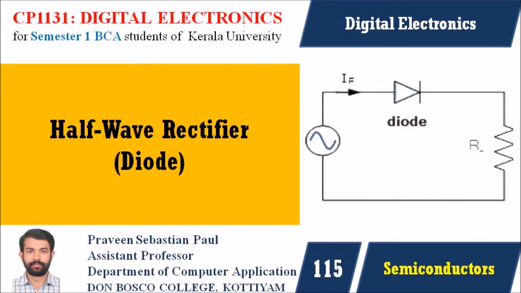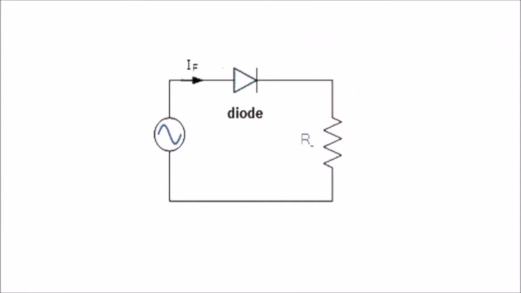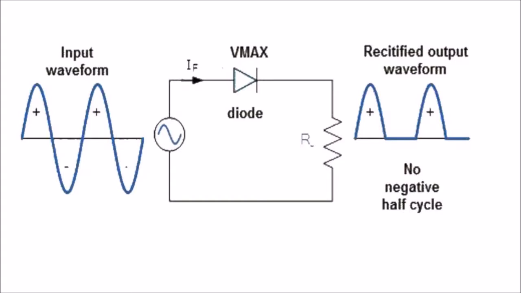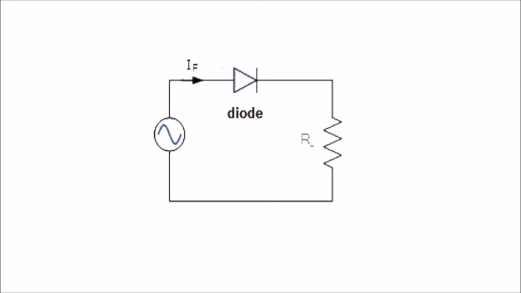In this lecture, we are discussing a half-wave rectifier using a diode. A half-wave rectifier is a circuit which uses one PN junction diode to convert an AC voltage into a pulsating DC voltage. A half-wave rectifier functions using the principle of unidirectional conduction of a semiconductor junction diode.